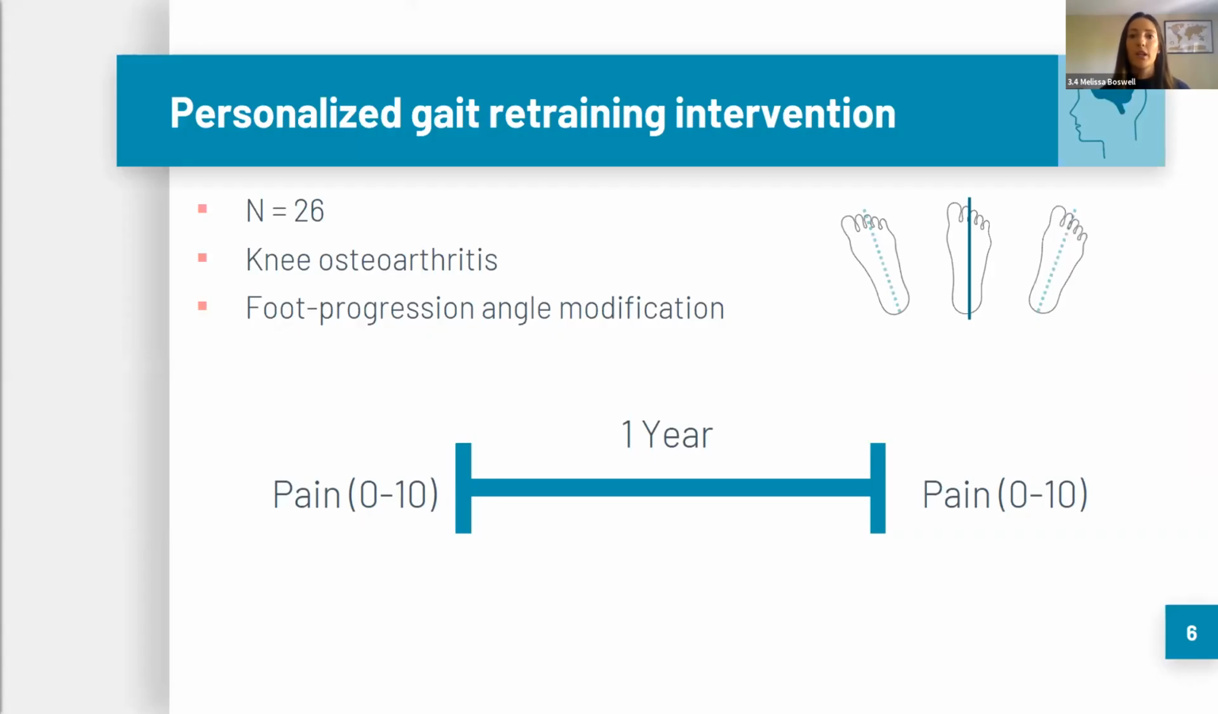26 individuals with radiographic knee osteoarthritis completed 1 year of personalized foot progression angle gait retraining to reduce the knee loading. We calculated the reduction in pain as the difference in the 10-point numerical rating score between the beginning and the end of the study. At the end of the study, participants' mindsets about illness were assessed with the Illness Mindset Inventory Summary Score. We calculated Pearson's correlation coefficient between these two variables.